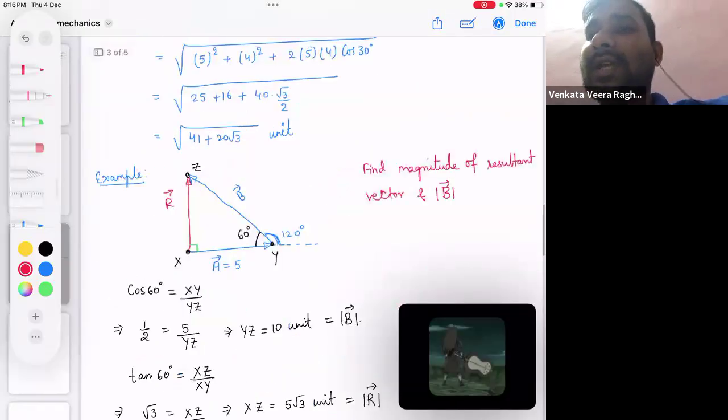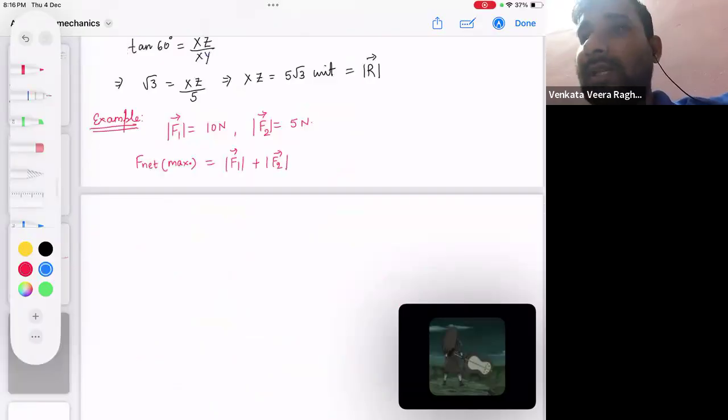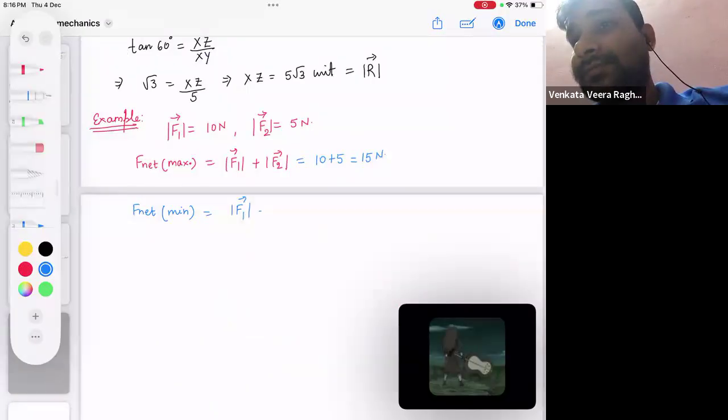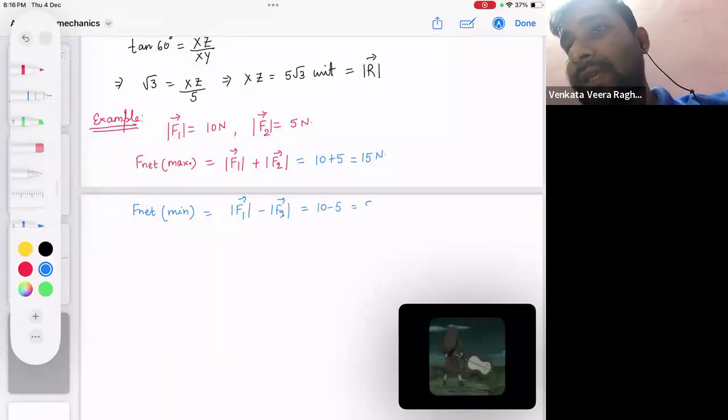So here the question asks, what is the maximum net force? Can I say it will be equal to the sum of magnitudes? So 15 Newton. What is going to be the net force minimum value? Is that going to be the difference in magnitude of force? 10 minus 5, that is going to be 5 Newton. Is that clear? So the maximum resultant will be 15 Newton, and the minimum resultant will be 5 Newton in this question. Is that clear?